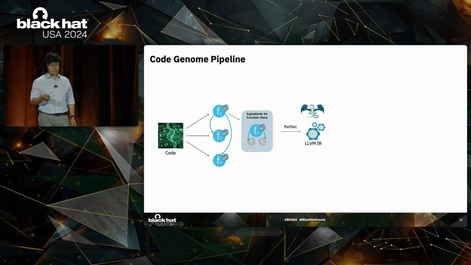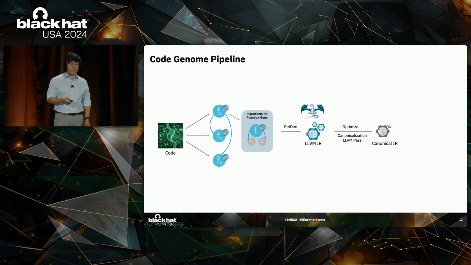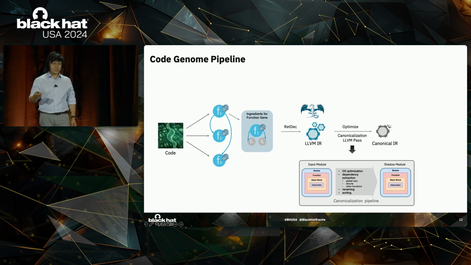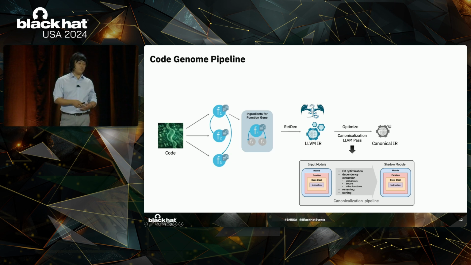So once we have this LLVM IR, we're going to go ahead and do the canonicalization process. This is implemented as LLVM passes. Basically, there are two stages. First is the optimization. Here we're leveraging the large amount of research work that has been done over the past multiple decades on compiler optimization.